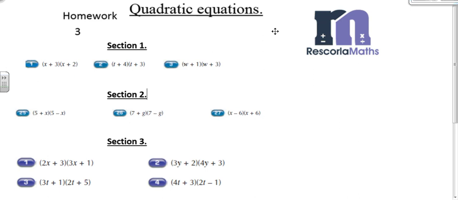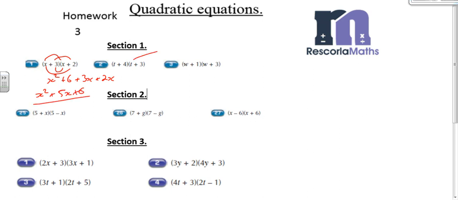And so here's today's homework. So the first section is all about just multiplying out the brackets. So we're going to use the smiley face method. So left eyebrow, x times x gives us x squared. Right eyebrow, 3 times 2 is 6. The nose, 3x, and the mouth, 2x. What you've then got to do is simplify the nose and the mouth. So that's going to be x squared plus 5x plus 6.